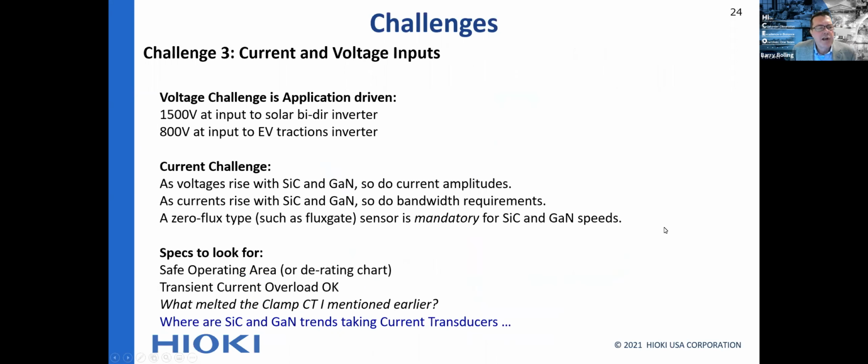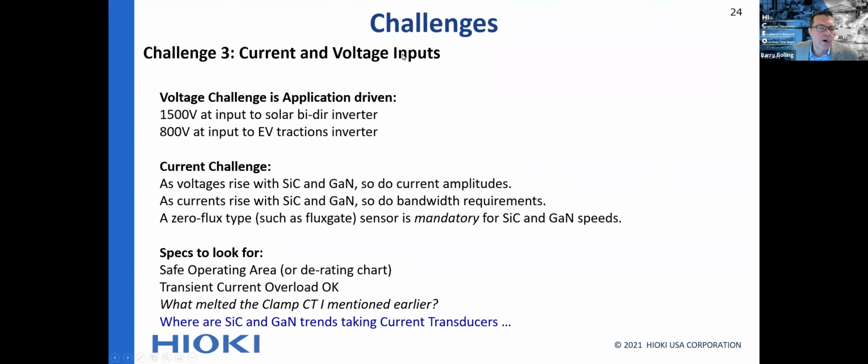Okay, the third challenge is our current and voltage input. So the SiC and GaN applications are pushing us into larger currents. That's application driven. These inverters might go into a train or even a plane. Submarines are starting to use them. So we're getting larger currents. We can make those currents manageable by increasing the voltage as well.